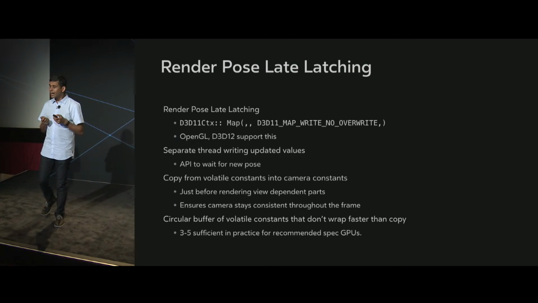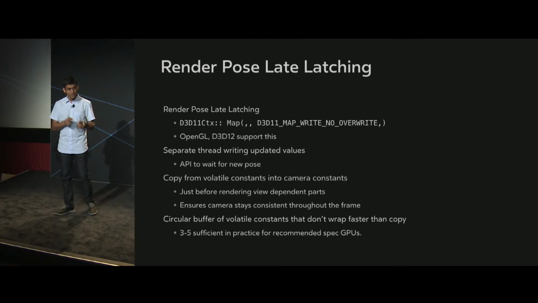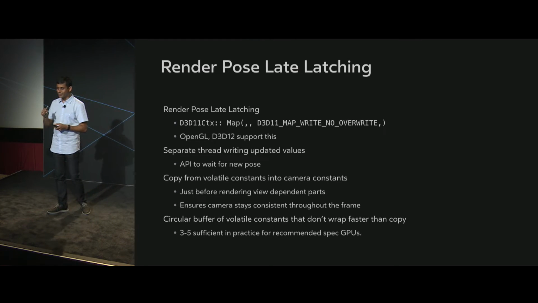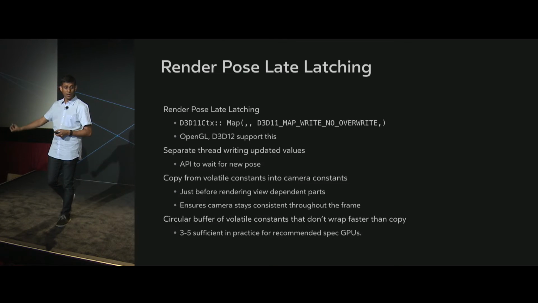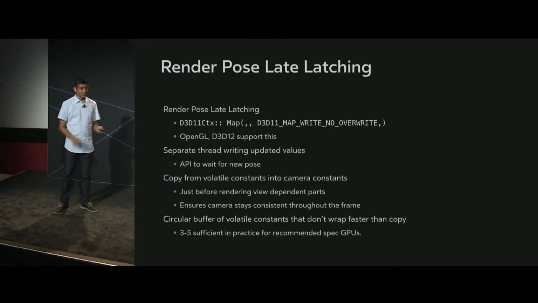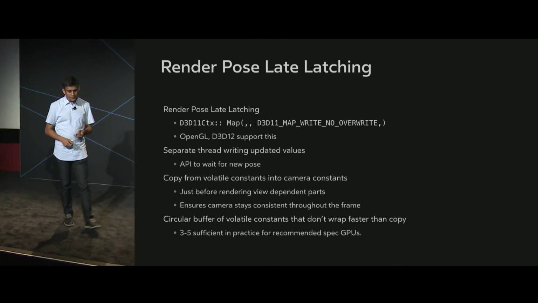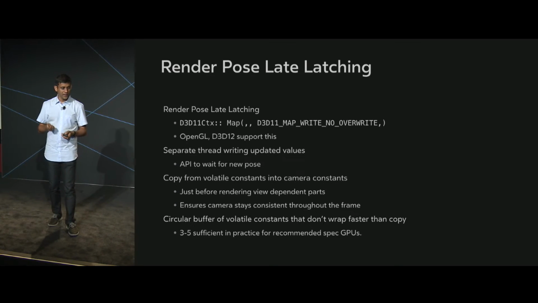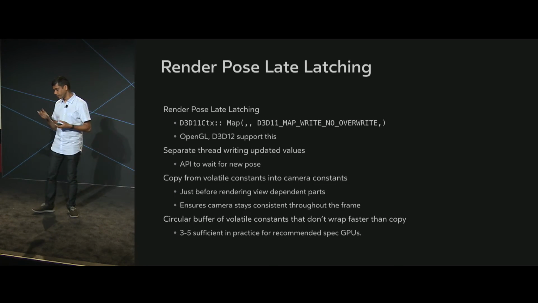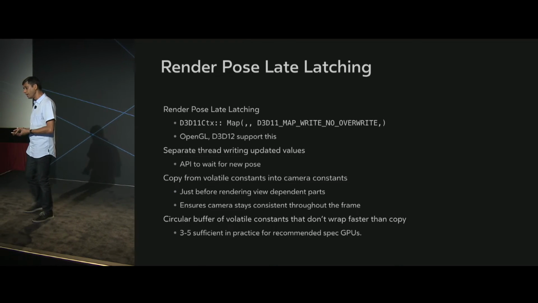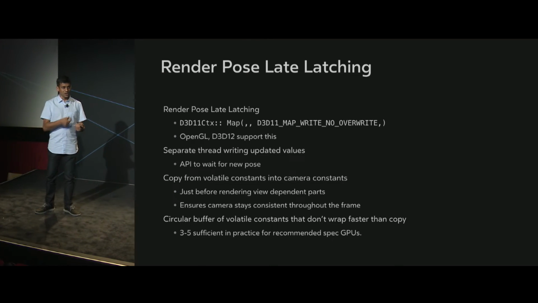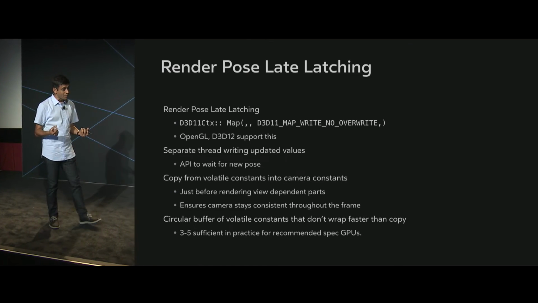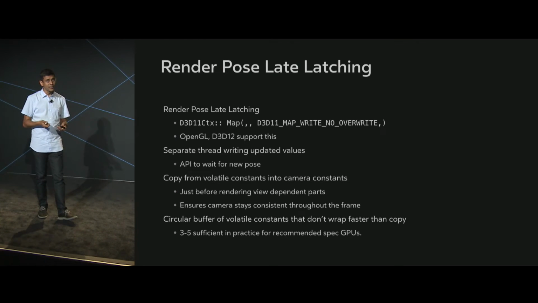You have to make sure that once you do that latch, you use the exact same value consistently throughout the rest of rendering, otherwise you'll get tearing artifacts. The other thing that you have to be careful of is the fact that you have these volatile constants that the CPU is writing to, and eventually the GPU is going to latch and copy from it. And so you can have a race condition there.